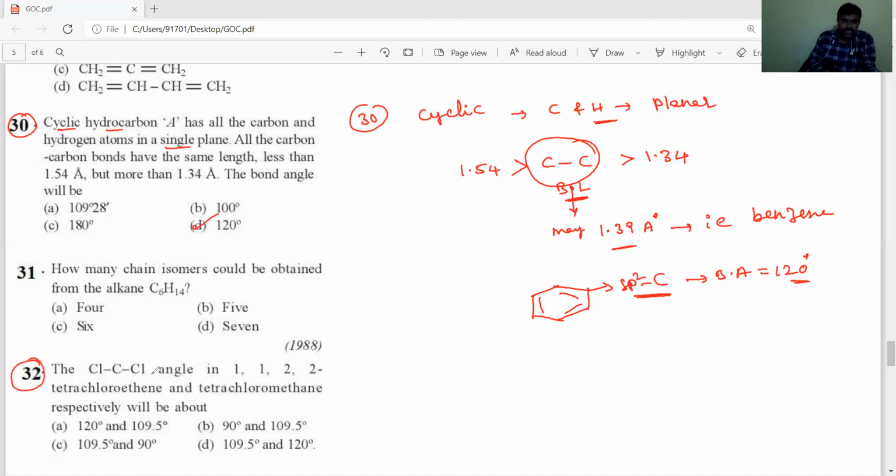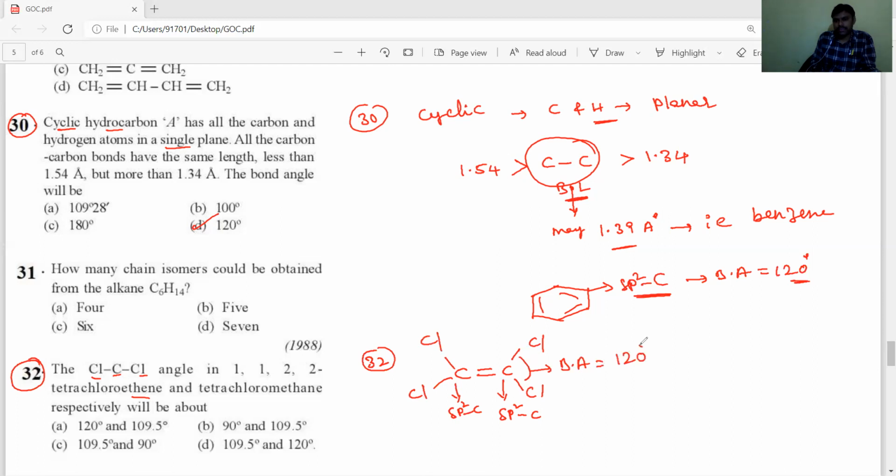32 question, just see dear students. Carbon and chlorine bond angles we have to identify in 1,1,2,2-tetrachloroethene. So 32, 31 I will explain later. If you observe, a carbon-carbon double bond is present, one carbon having chlorine and chlorine, and another carbon also having chlorine and chlorine, and the carbon atoms are sp2 hybridized carbons. That's why this bond angle is 120 degrees. Next, another compound, tetrachloromethane.